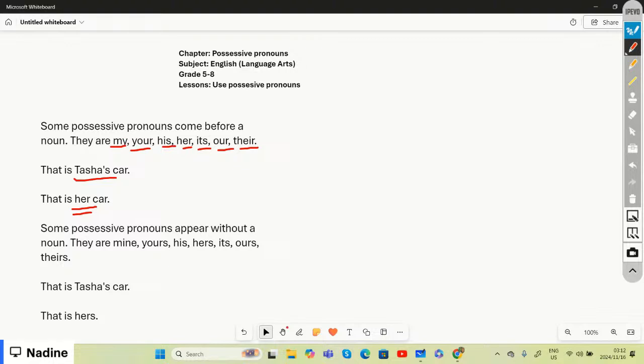And once again, remember, with a possessive pronoun, the pronoun takes the place of the noun. Instead of saying Nadine, you're going to say she or you're going to say her, depending on what belongs to me, right?